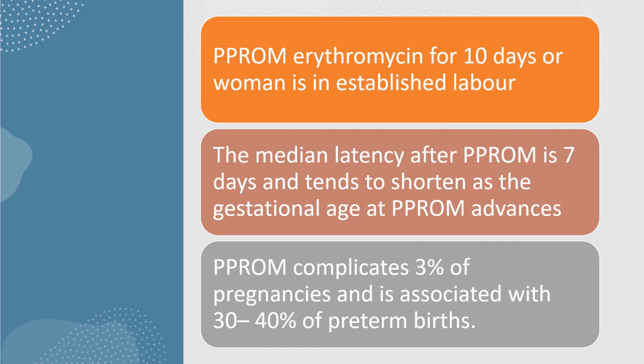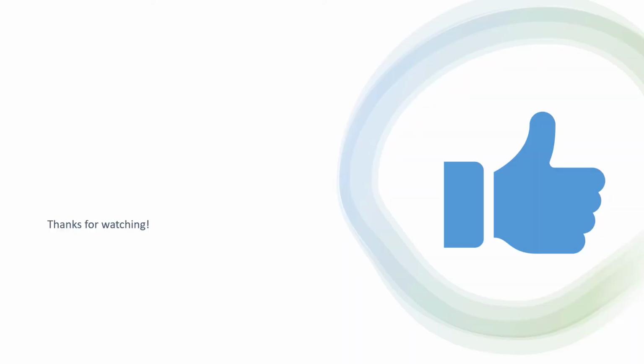For a patient with PPROM, which is preterm pre-labour rupture of membranes, erythromycin for 10 days is recommended, or until the woman labors, whichever comes sooner. The median latency after PPROM is 7 days and tends to shorten as the gestational age at PPROM advances. PPROM complicates 3% of pregnancies and is associated with 30 to 40% of preterm births.